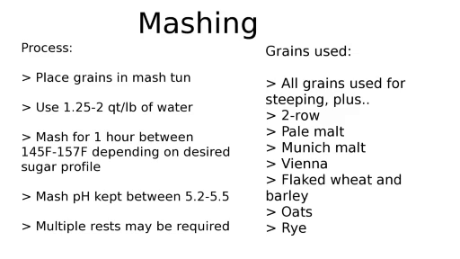So if you mash at the lower end of that spectrum, you're going to have a more fermentable wort and you'll wind up with a thinner, lighter bodied beer. If you mash at the higher end, you're going to have a less fermentable wort and a fuller bodied beer.